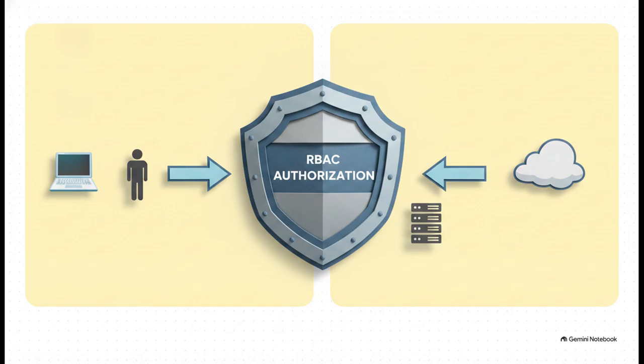The absolutely vital thing to remember here: whichever identity you use, your personal one or the app's, you have to make absolutely sure it has the correct role-based access control, or RBAC, roles assigned to it on the target resource. If you ever get an authorization error, check your RBAC first.